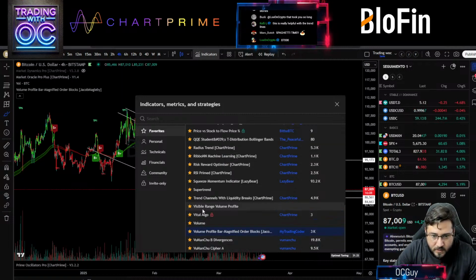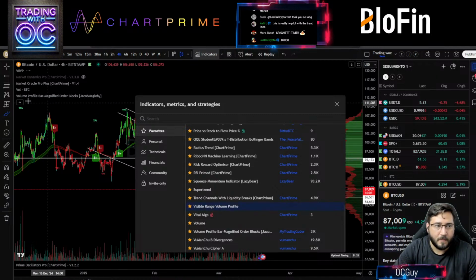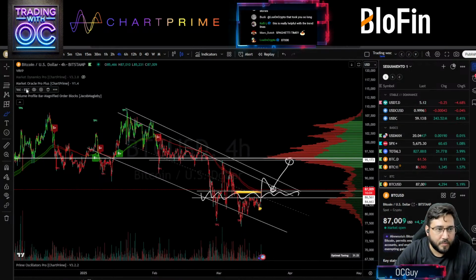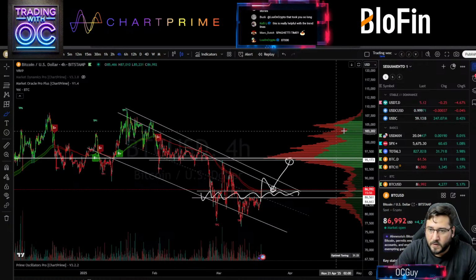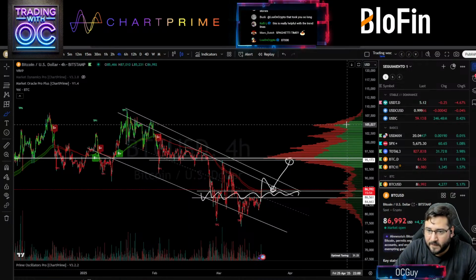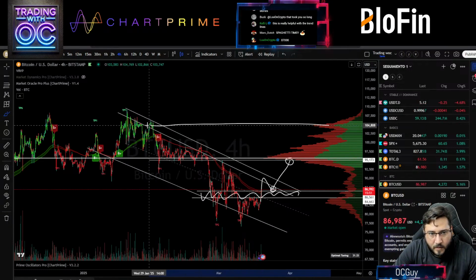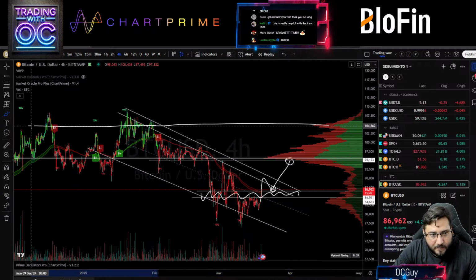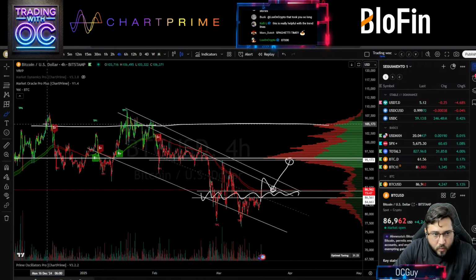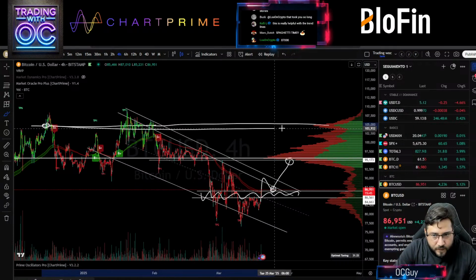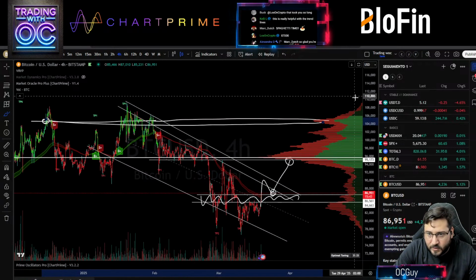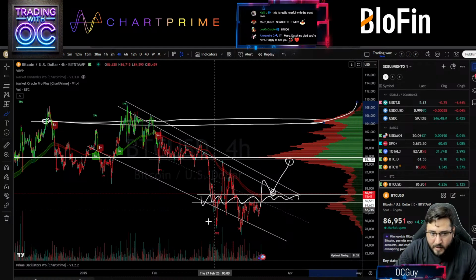Oh, those are the blocks. Volume range profile. There we go. The volume range profile. Let me just get rid of this one. We're not going to be using this one. So this is the volume at this area, right? When the price was here, how much did the volume increase? As you can see, it's going up.